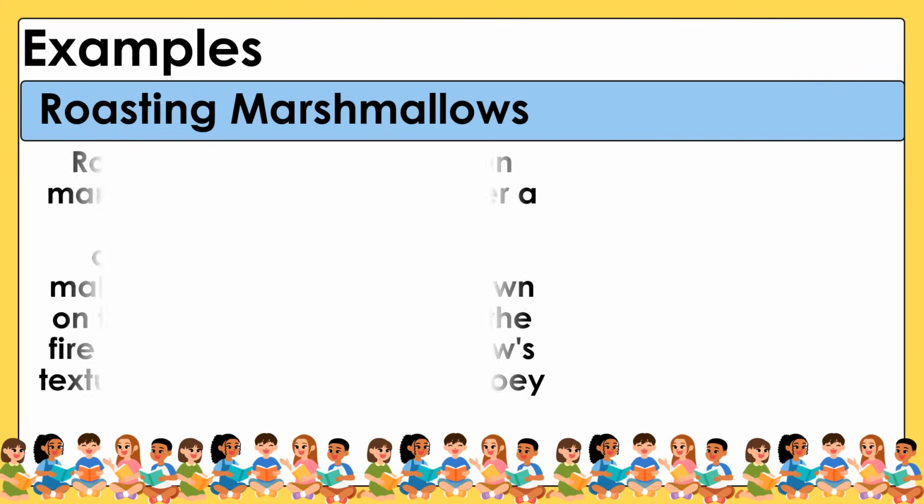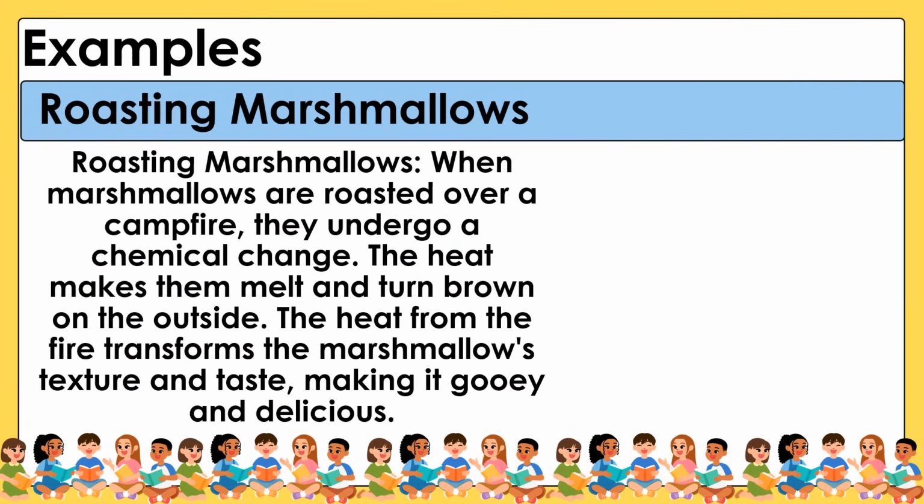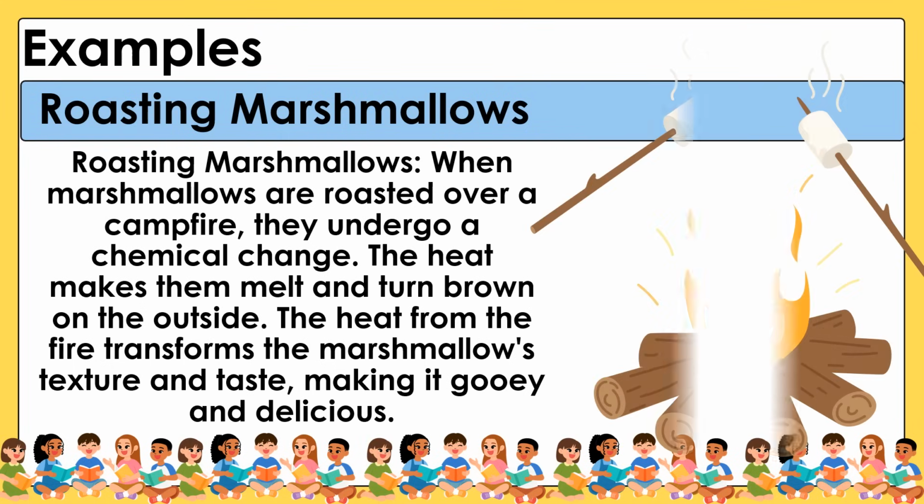Roasting marshmallows. When marshmallows are roasted over a campfire, they undergo a chemical change. The heat makes them melt and turn brown on the outside. The heat from the fire transforms the marshmallow's texture and taste, making it gooey and delicious.